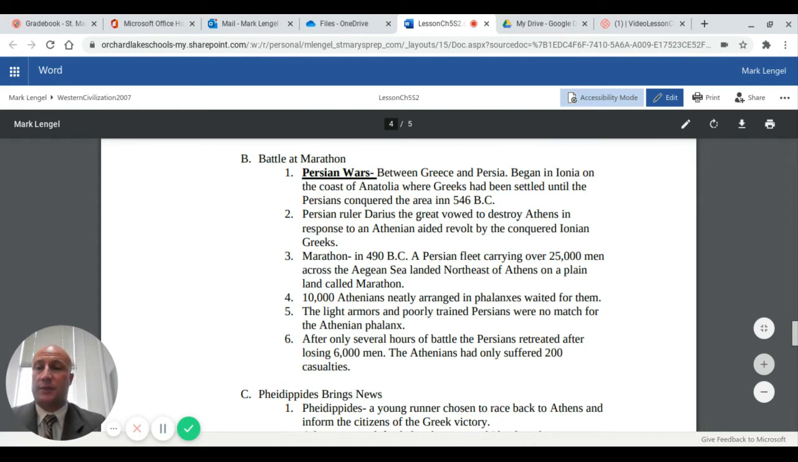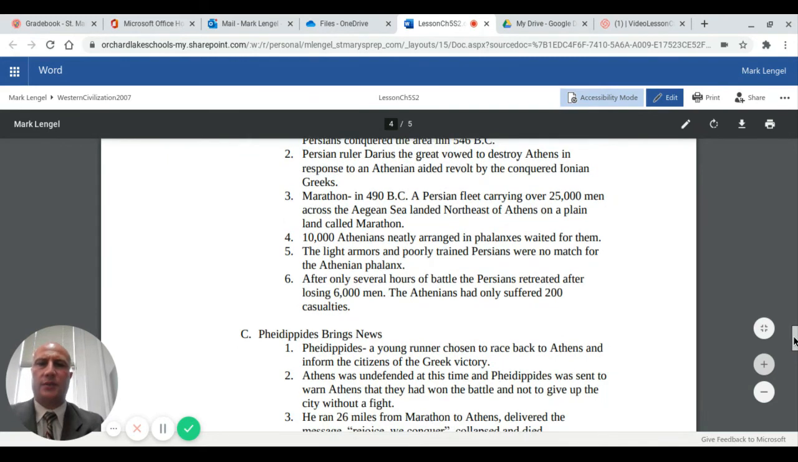One of the famous battles is the Battle of Marathon. It starts off the Persian Wars, which were between the Greeks and the Persians, of course. It began in Ionia on the coast of Anatolia, where certain Greek peoples had settled, and the Persians were not very happy about this. The Persians conquered the area in 546 BC. The Persian ruler at the time was Darius the Great. He vowed to destroy Athens in response to the Athenians who aided an Ionian revolt against Persia.